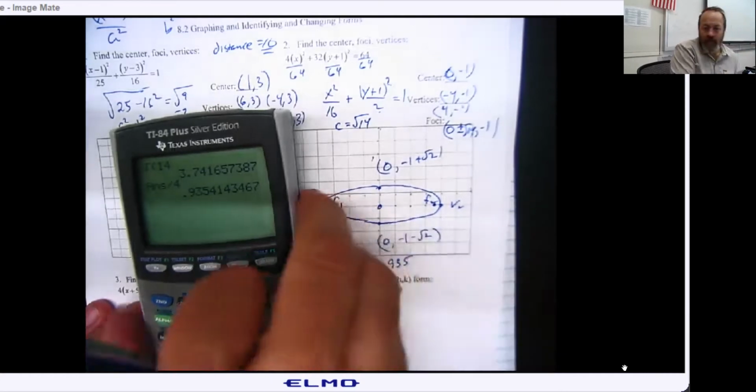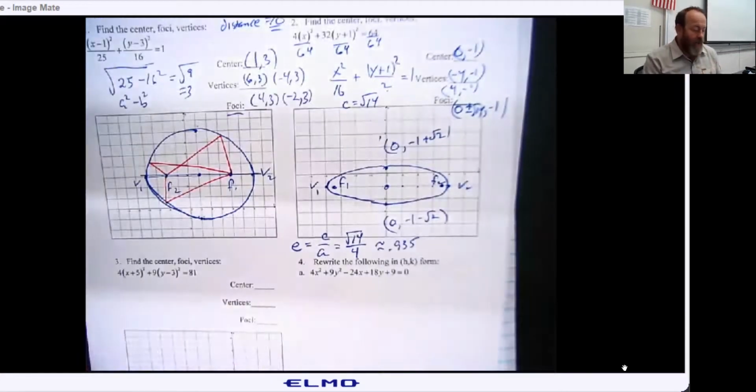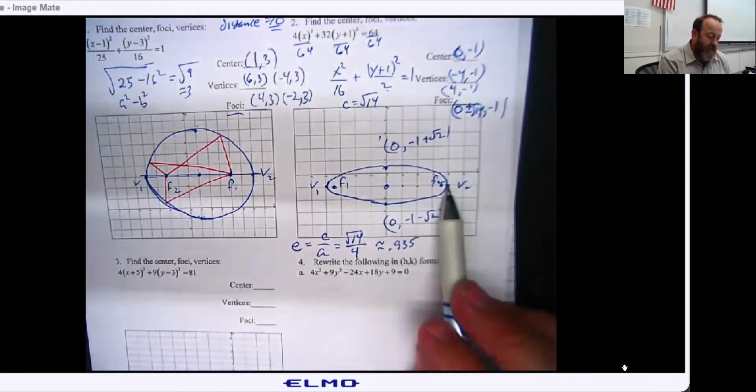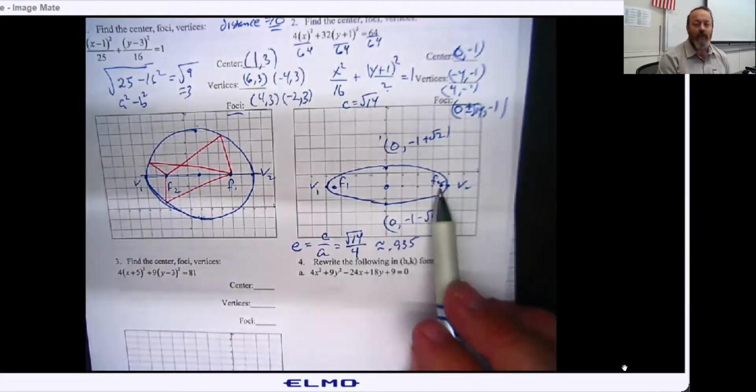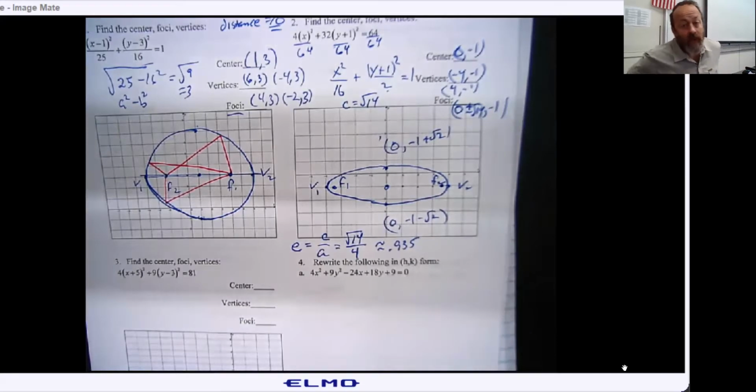And it will always be a number below the number 1 because the vertex is always further away than the focus for an ellipse. When it goes above 1, it's going to be a very special shape called a hyperbola. And when it's equal to 1, it could either be a circle or it could be a parabola.